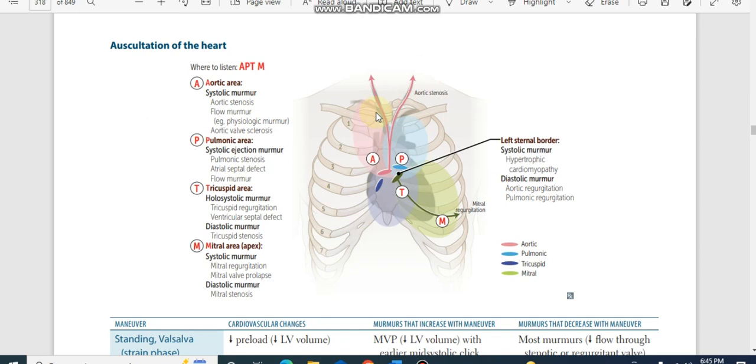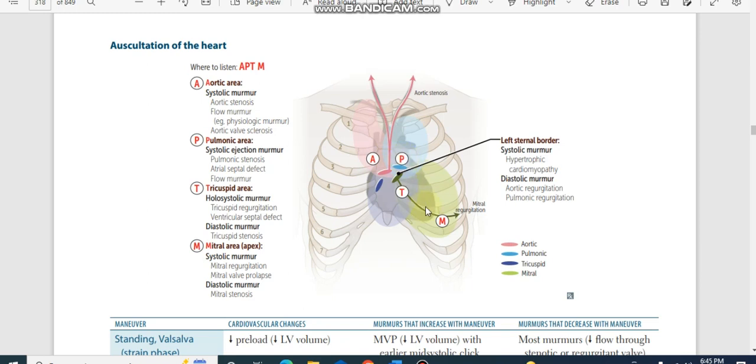So we need to know the auscultatory areas, that is the aortic, pulmonary, tricuspid and the mitral, right? So aortic is the second intercostal space on the right side at the sternal border, just where the sternum actually ends. It is the area where we can auscultate for any pathology of the aortic valves, right? Then we have the pulmonary. Pulmonary is same as aortic. It is also present in the second intercostal space at the sternal border, but on the left side.